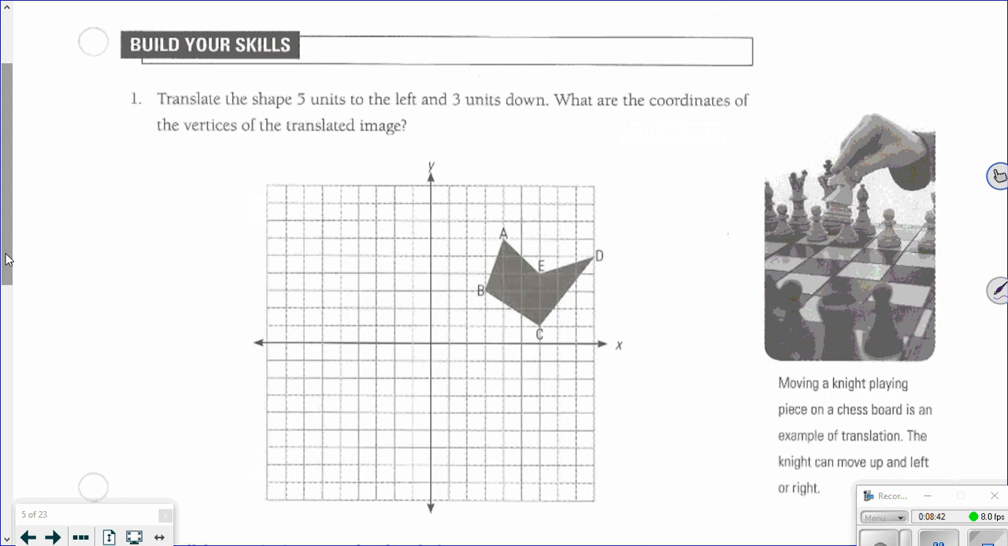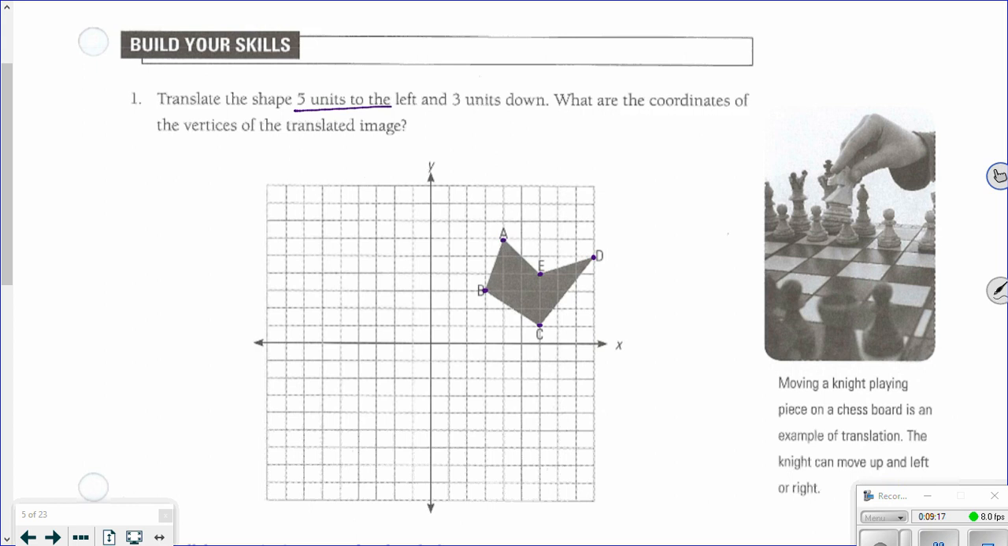Okay, so this next one says translate the shape 5 units to the left and 3 units down. What are the coordinates of the vertices of the translated image? So when you're doing this, you want to pick the points that are at nice crossing places. So A, B, C, D, and E. I don't want to pick a point somewhere like this because to move that over and down, it doesn't line up properly on my grid, which makes it harder to estimate where it's going to go. Pick vertices, pick corners that are in nice, easy, measurable places.